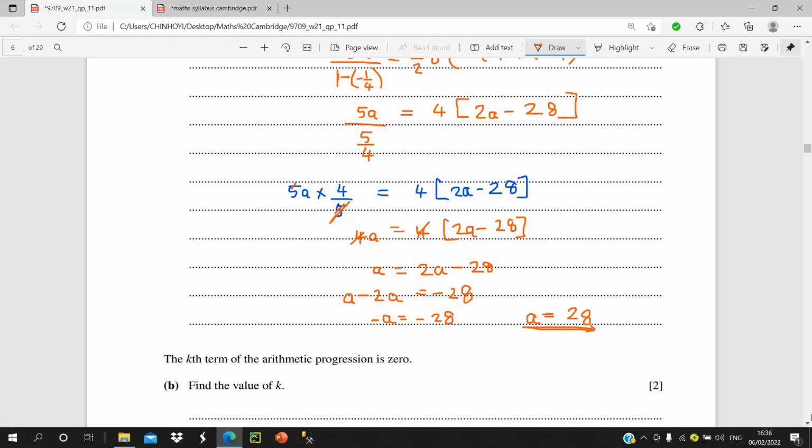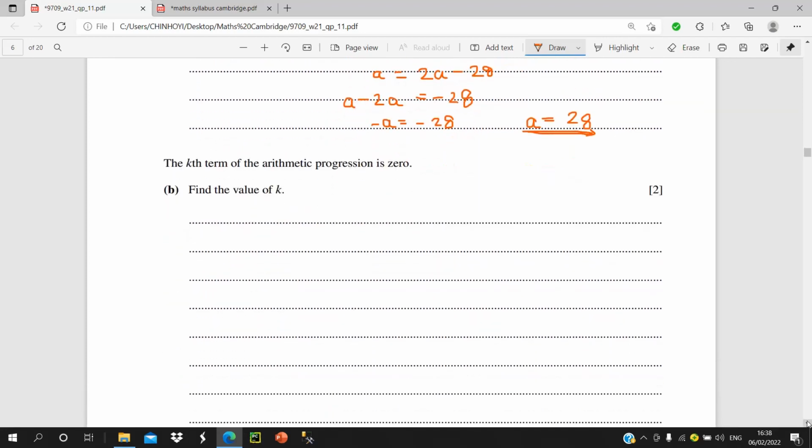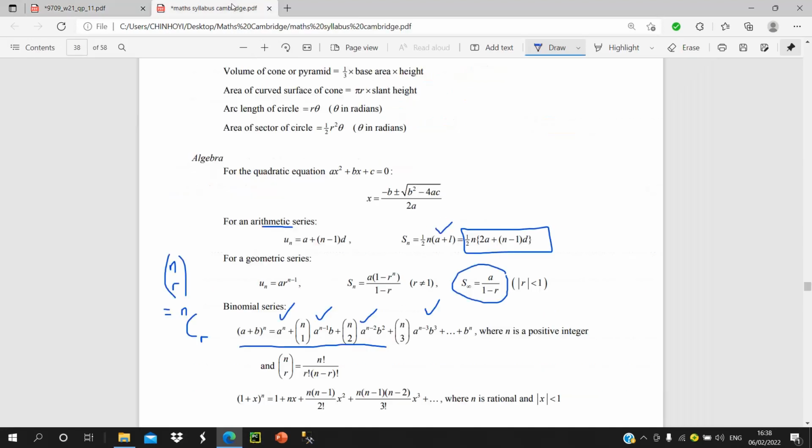Right. For the next part, they are saying the kth term of an arithmetic progression is 0. So find the value of k. As you can see, the nth term of an arithmetic progression is given by this formula. The nth term, in this case the kth term, is 0, so we are going to substitute 0 here.